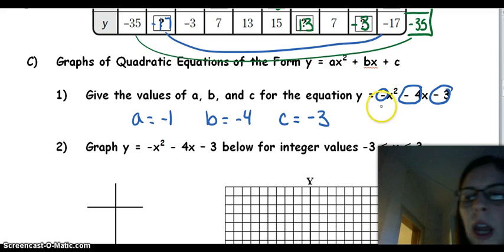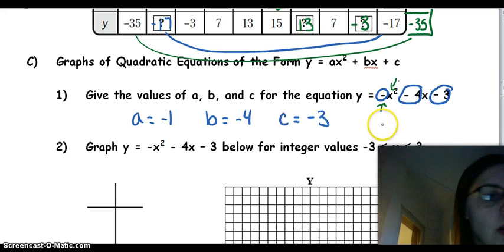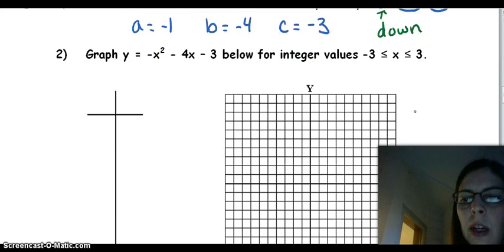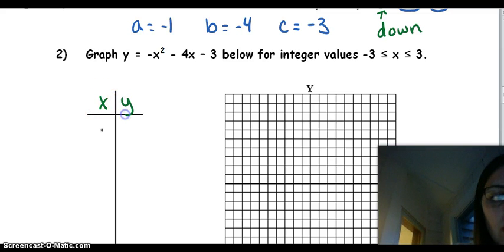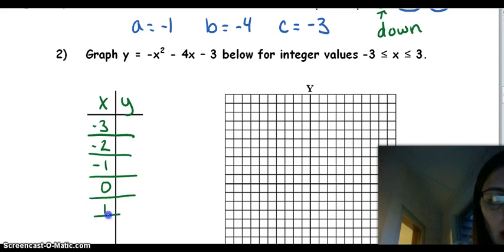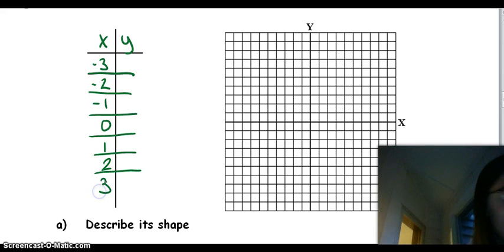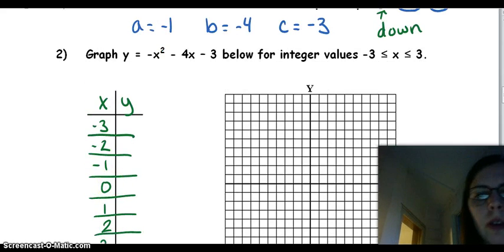Looking at this, we can tell that the number attached to the x squared is negative, so the graph is going to go down. All right, so let's work on this here. We're going to graph this equation for the values of negative 3, 2, 3. So same thing as the first one, negative 3 all the way down to 3. Move that down a little bit farther. Now we're going to evaluate each of those into this equation and find the value of y.